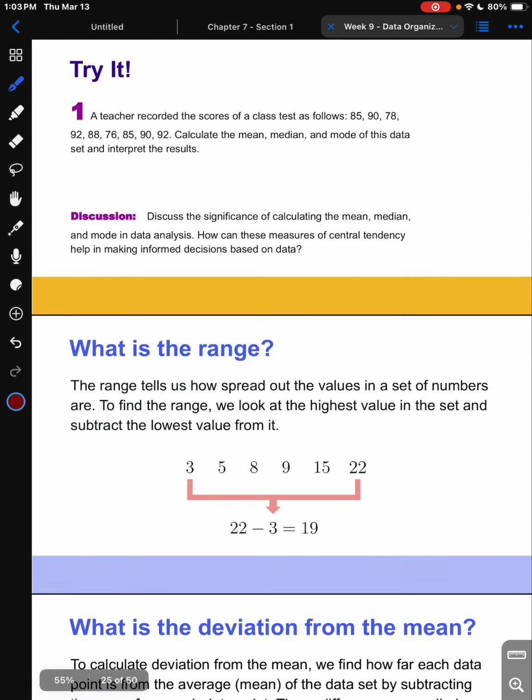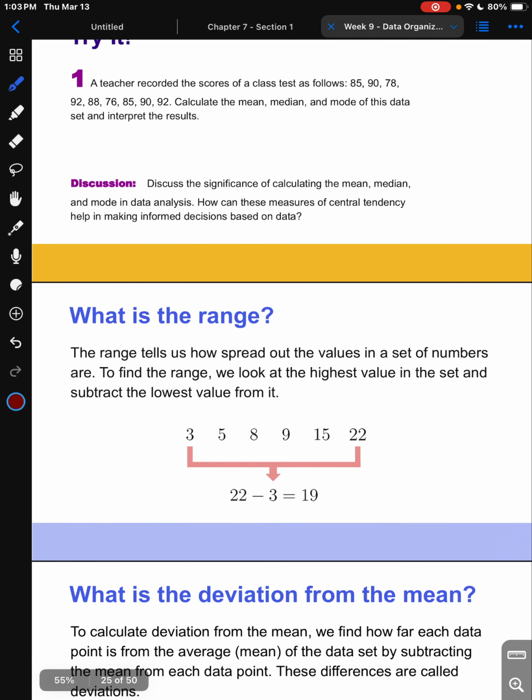Now, range. Range is how spread out the data is. The thing about this is you have to look at the values in order. So when you talk about the range, order really matters. These numbers are in order from 3 to 22. So the range would be 22 minus 3, or 19, but the numbers have to be in order.